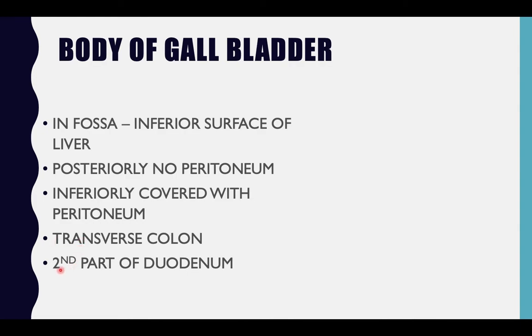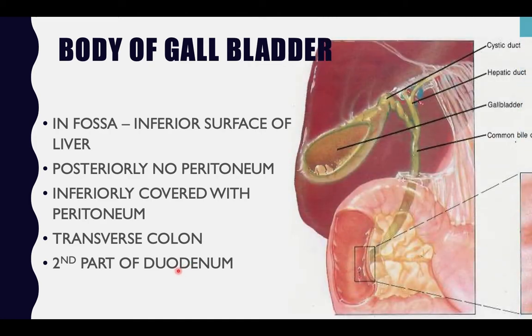The transverse colon is related completely with this particular body part. And you can also see the second part of the duodenum is related to the body of the gallbladder. So in this picture, this is the body part of the gallbladder. Of course, it is opened here. And you can see the inferior aspect here.